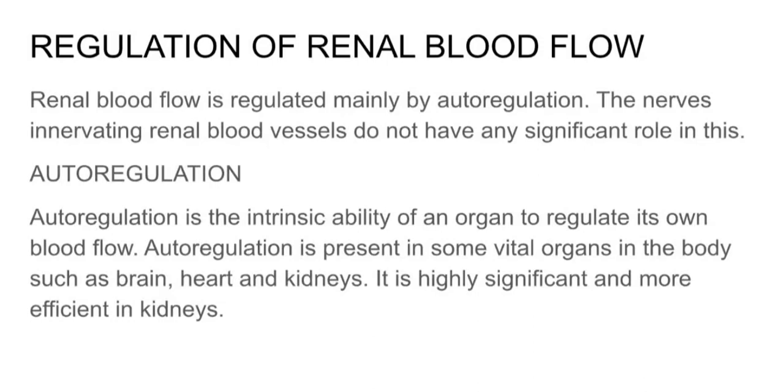Regulation of renal blood flow. Renal blood flow is regulated mainly by autoregulation. The nerves innervating renal blood vessels do not have any significant role in this. Autoregulation. Autoregulation is the intrinsic ability of an organ to regulate its own blood flow. Autoregulation is present in some vital organs in the body, such as brain, heart, and kidneys. It is highly significant and more efficient in kidneys.